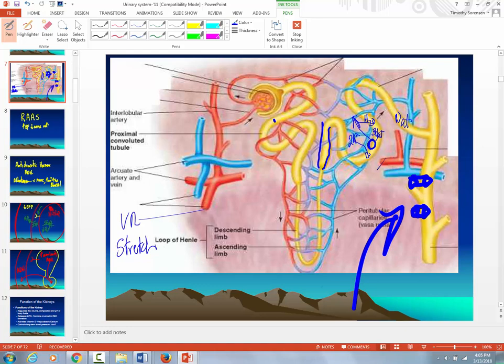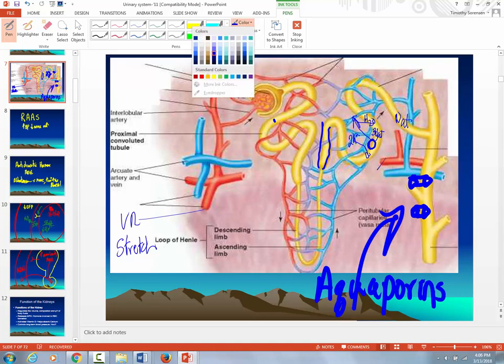Those water channels have a name. They're called aquaporins. Probably read that in your book. And what aquaporins do, as the name implies, is allow water that was normally going to get peed into the toilet to get reabsorbed back into the blood. Now, ADH deals with just pure water. So what's going to happen to your blood volume? It's going to go up. Venous return, and that's going to try to increase your blood pressure.